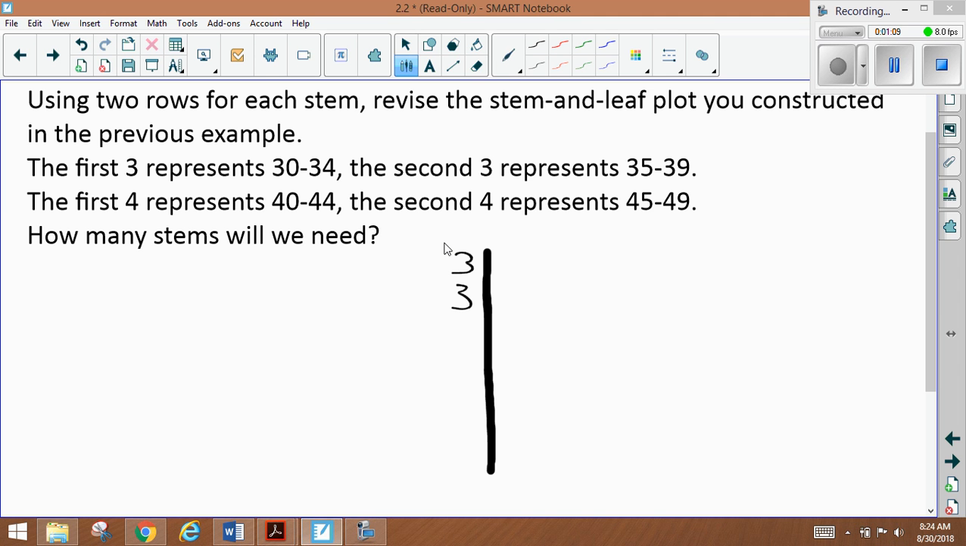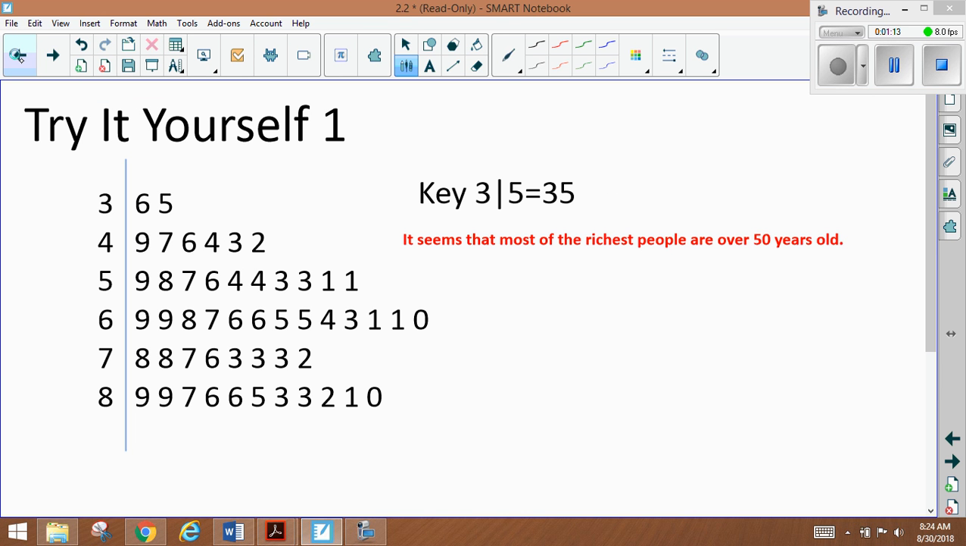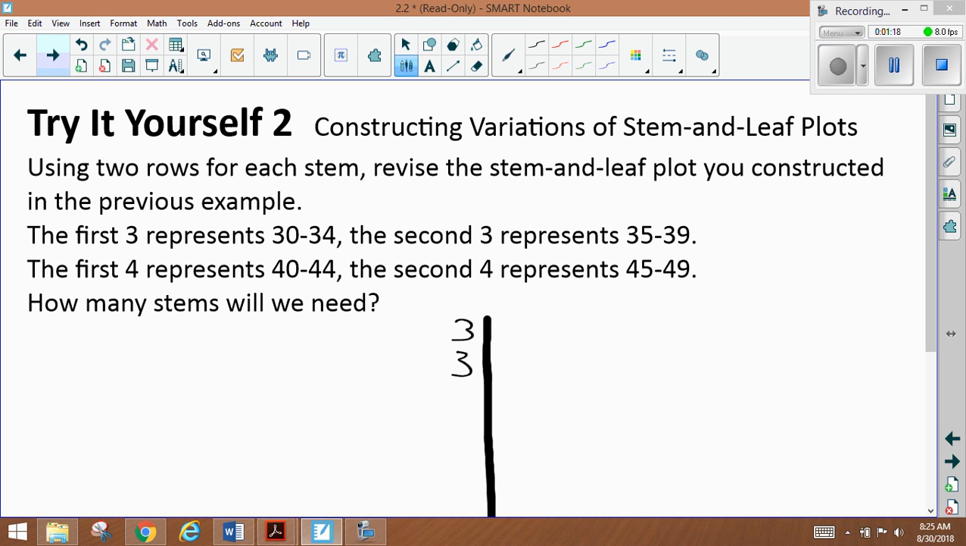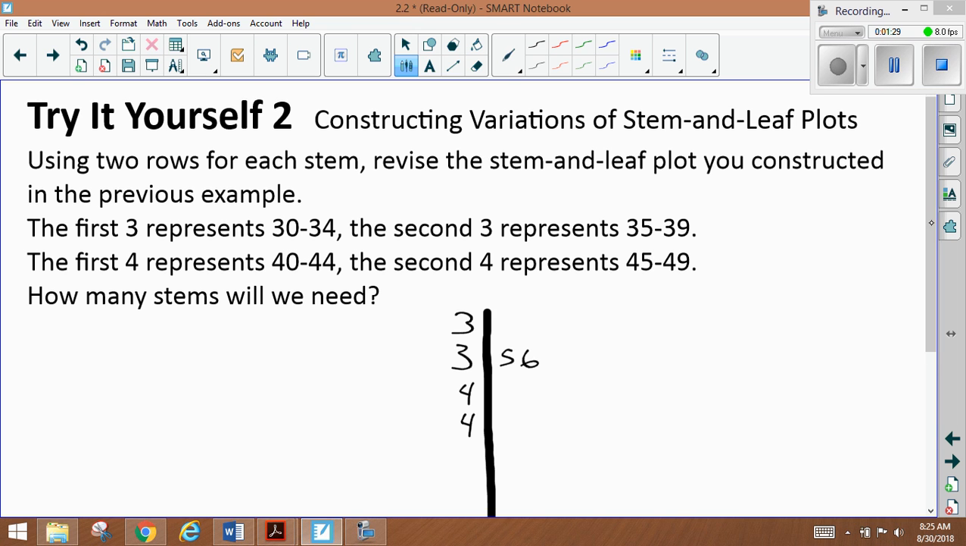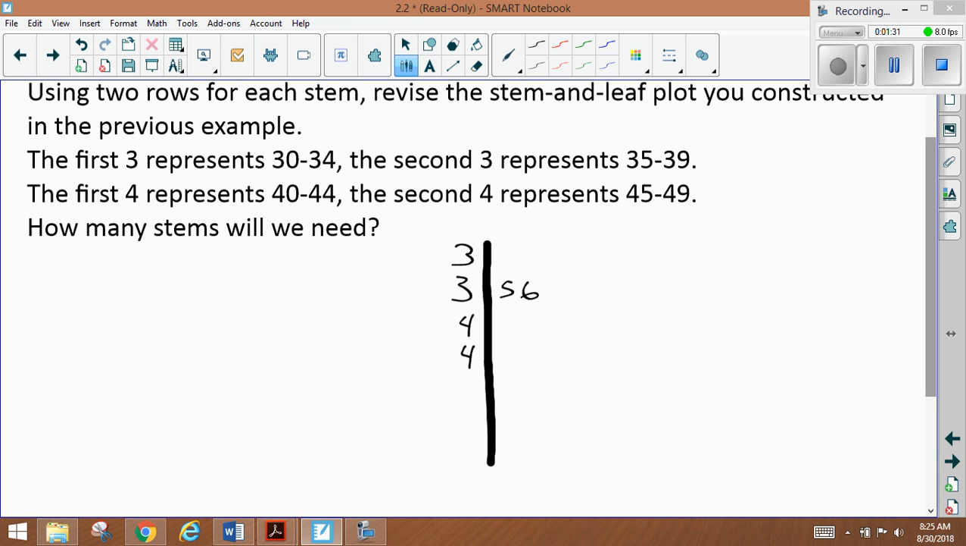And let's look at our numbers we have for the 30s. We have 36 and 35. So then this 3 is going to be blank, right? So we're going to have a 5 and a 6. And then we can have 2 4s. One of the 4s is going to go for 40 through 44, and the other one will be 45 through 49.